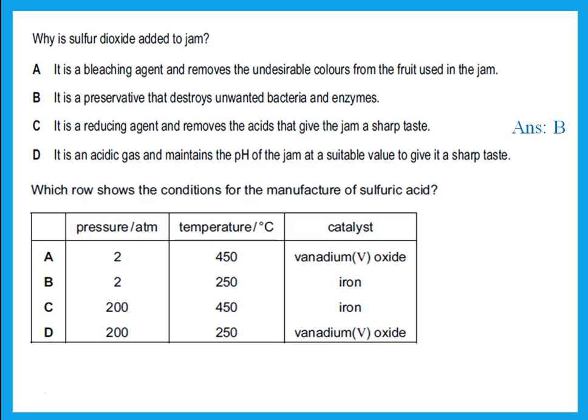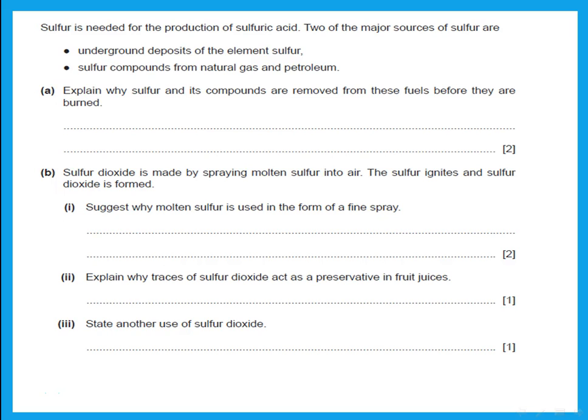Which row shows the conditions for manufacture of sulfuric acid? Do you remember the conditions for manufacture of sulfuric acid? Which pressure? It is 2. To make sulfuric acid in the contact process, the pressure is 2, temperature is 450, and the catalyst is vanadium. Okay, sulfur is needed for production of sulfuric acid. Two of the major sources of sulfur are underground deposits and sulfur compounds from natural gas.